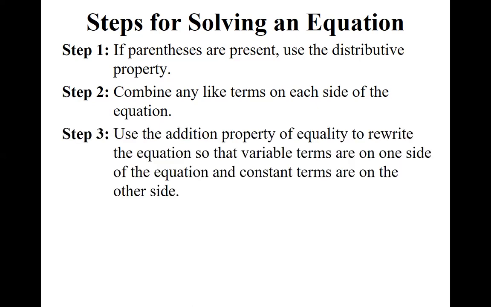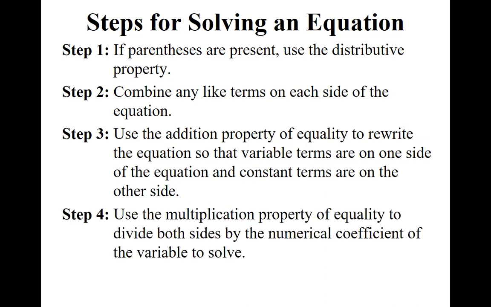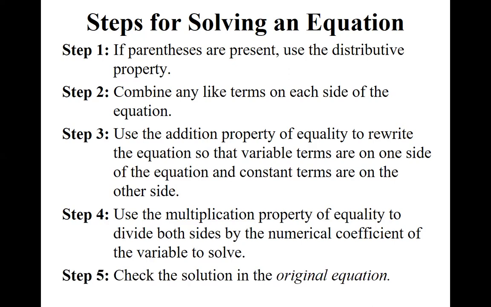Then use the addition property of equality to rewrite the equation so that variable terms are on one side and constant terms are on the other side. It doesn't matter which is which. You can put your variable terms on the right side or on the left side. I like to move them to whichever side they're going to remain positive, because that's one less step to take care of at the end. Finally, we divide both sides by the coefficient of the variable to get it by itself. And then if you want, check your answer, but make sure you're checking it in the original equation.